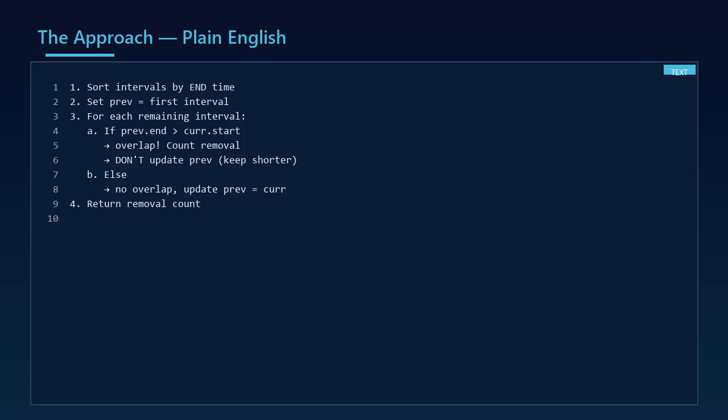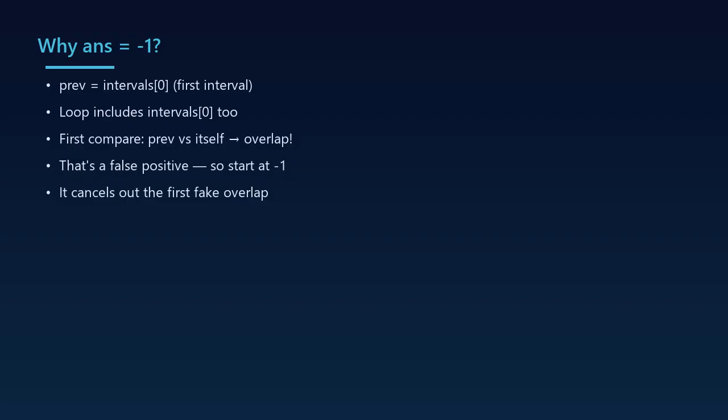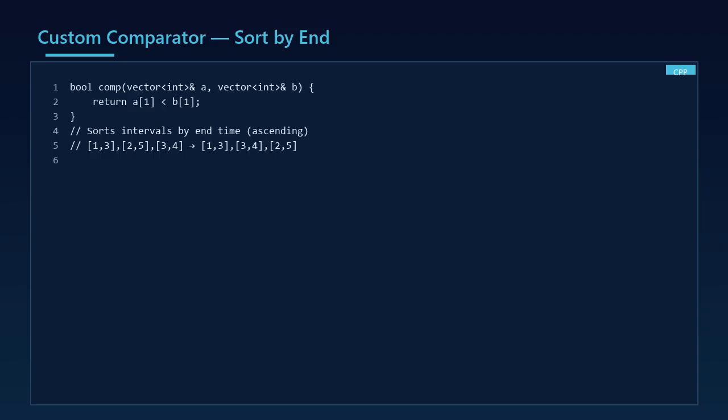That's it. One clever trick in this code. The answer starts at -1, not 0. Why? Because previous is set to the first interval. But the loop also starts from the first interval. So the very first comparison is previous versus itself. Previous end equals current start, that triggers the overlap condition. But it's not a real overlap, it's the same interval. So starting at -1 cancels out that one false count. Clean trick.